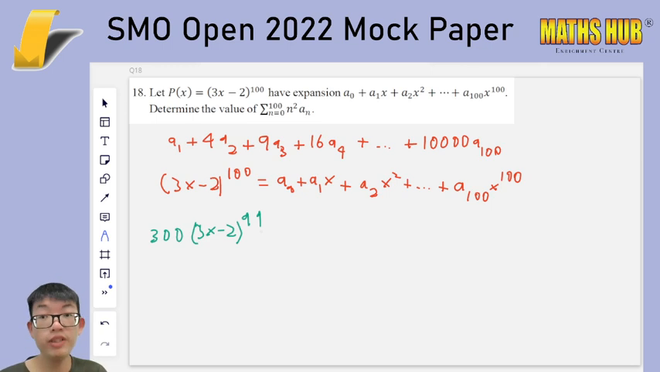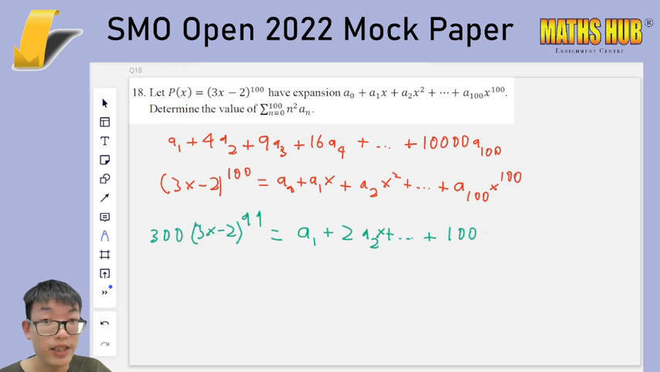Now, what happens to the right hand side? Well, a0 disappears, which we don't mind. And then you get a1 plus 2a2x, it's important, and on all the way to 100a100x to the 99. Hey, that's not bad, because at least we have gotten some linear coefficients onto that.